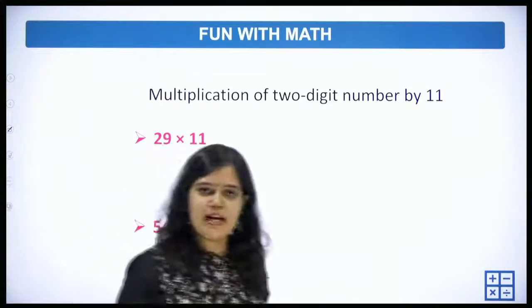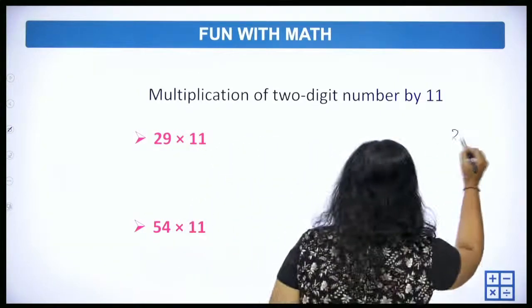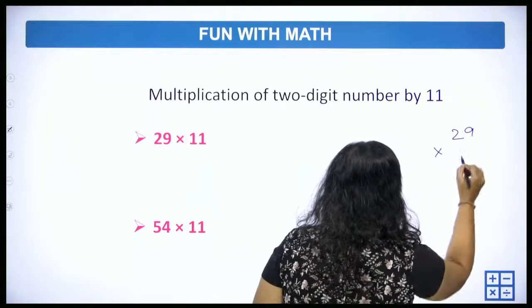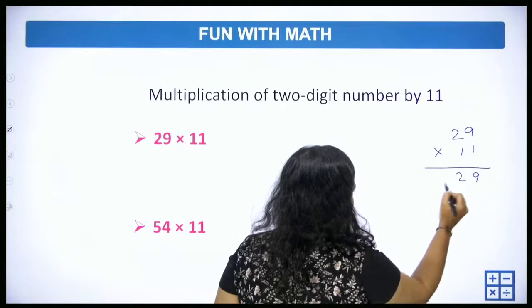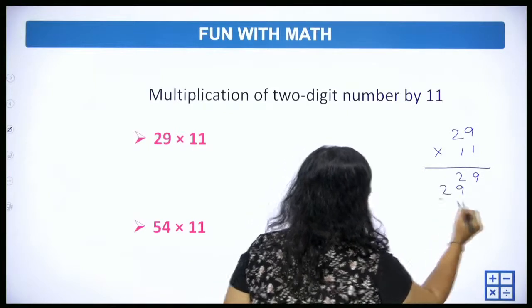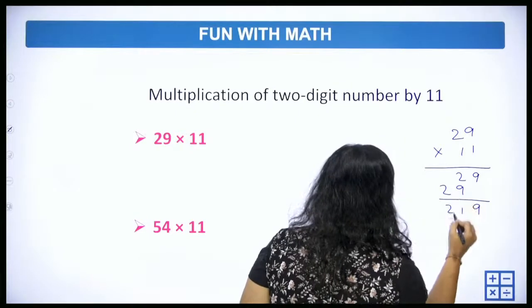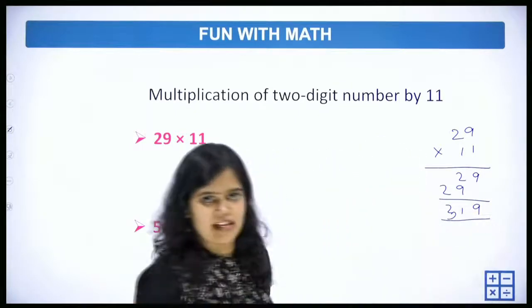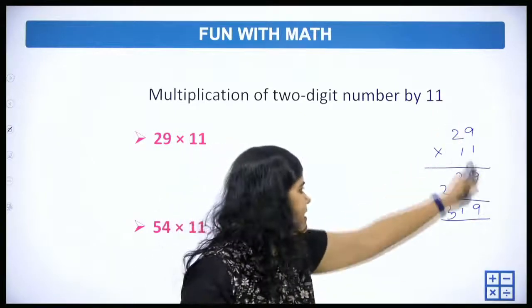So, when you are multiplying by 11, what exactly happens? Normal multiplication shows 29 into 11. So, 9 into 1, 9 into 2. Again 9 into 1, 9 into 2. So 9, 11, 3, 3, 1, 9. The same technique is used without writing all this.